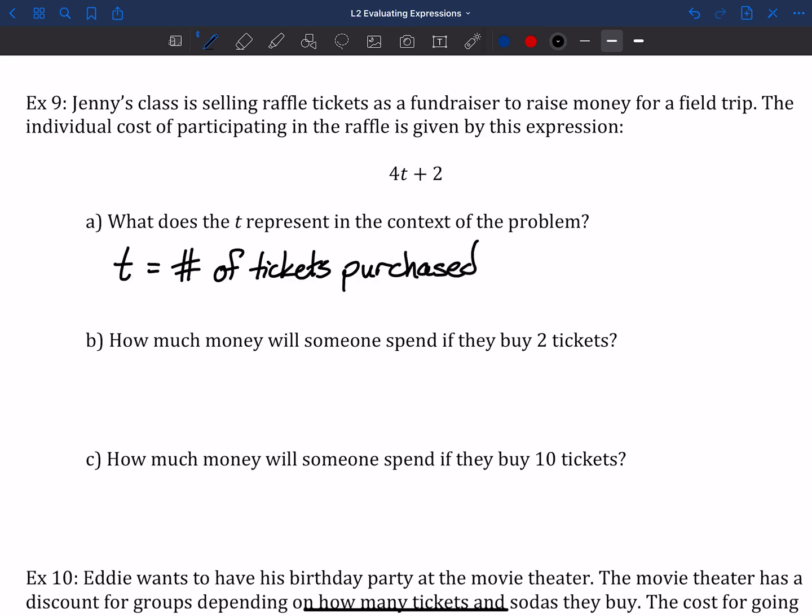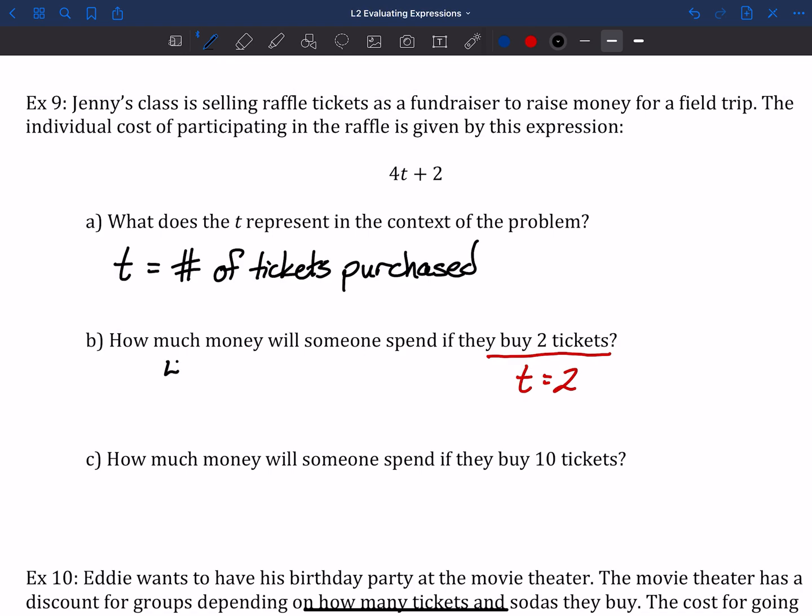All right, so think about it this way. 4T plus 2, that's saying, all right, if I bought one lottery ticket, I'm going to plug a 1 in there. It's going to be 4 times 1 plus 2. That'll end up giving me the cost it is to participate in the raffle. So how much money will someone spend if they buy 2 tickets? Well, when they buy 2 tickets, that means that my T is going to be equal to 2. So it turns into one of those problems that we were looking at a little bit earlier.